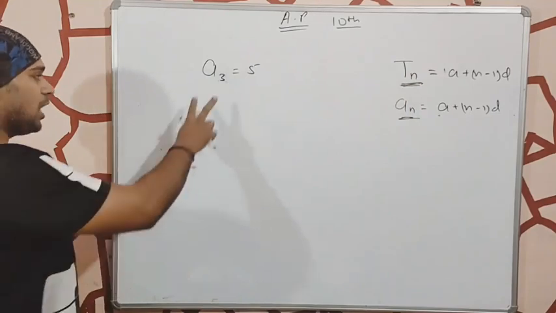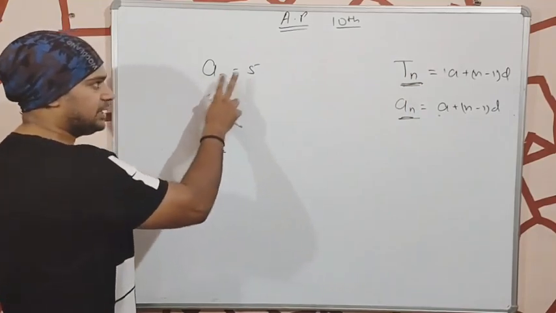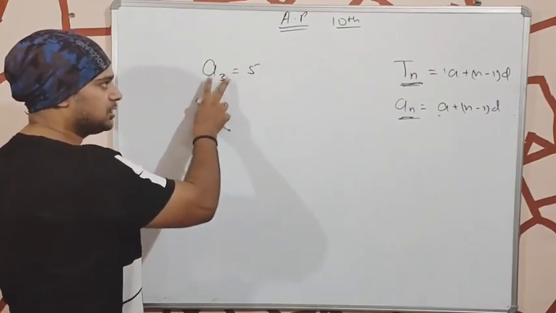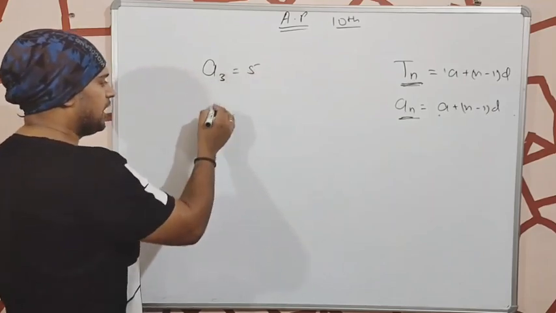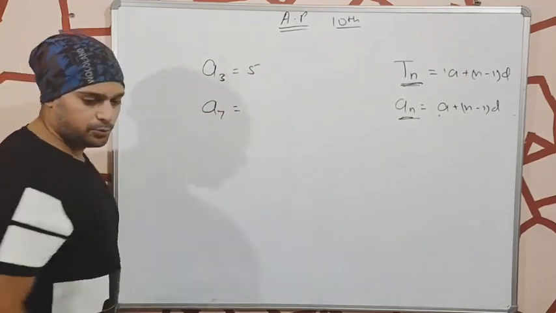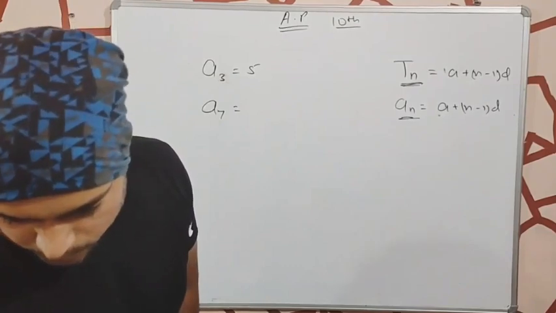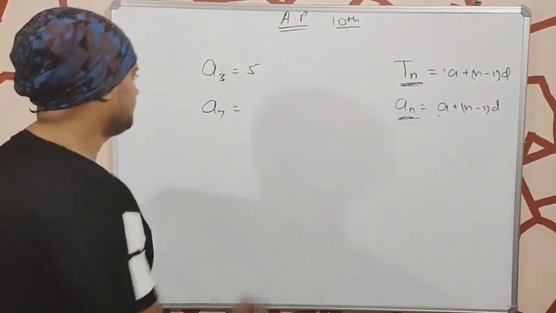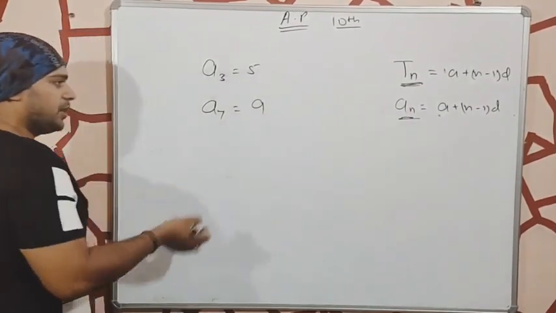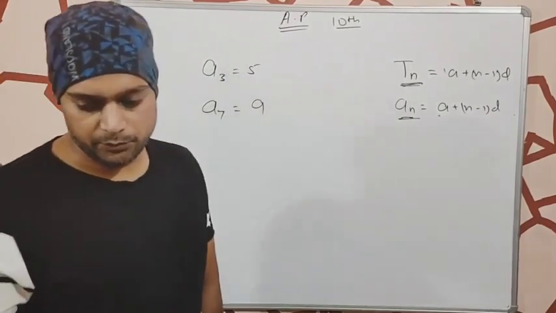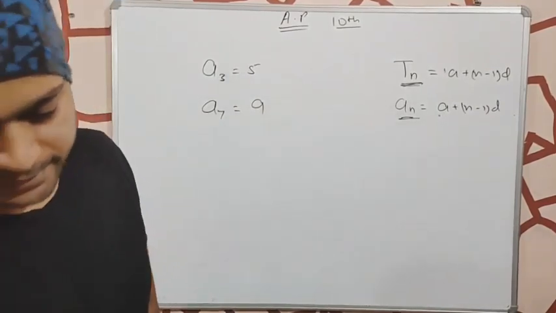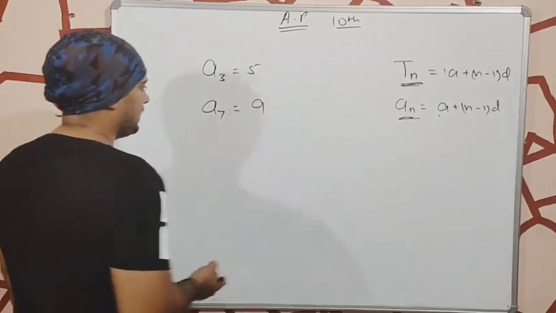Now I'm writing it in mathematical form that a3 is 5. That means the third term of the arithmetic progression is 5, and the seventh term is 9. Now we have to find out the AP. We have to determine the arithmetic progression.